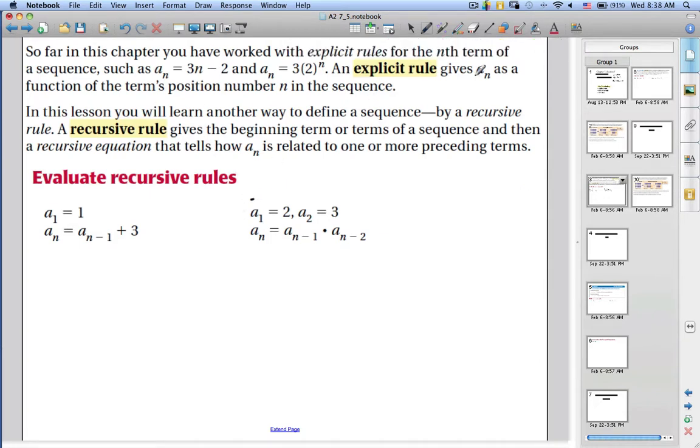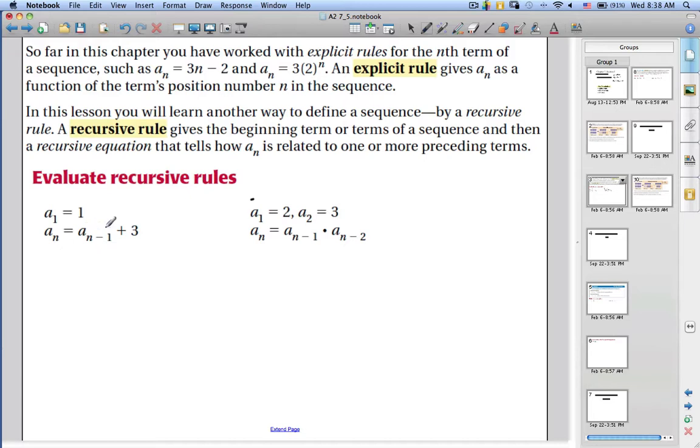So again, this is a repeat of what I had already said. An explicit rule gives you your term as a function of its position in the sequence. A recursive rule gives the beginning term, and then it allows you to find the next term based on knowing the term before it. So if I wanted to find a number of terms, they've told me the first term, and they give me a recursive rule.